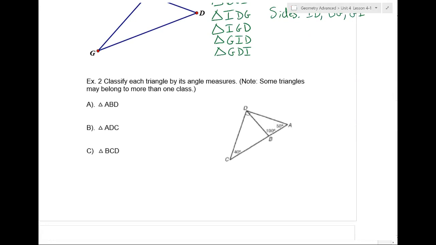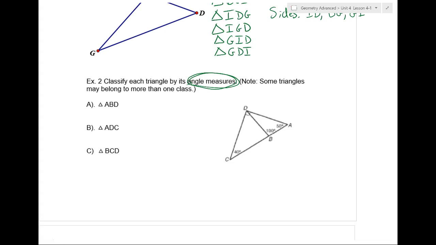Now, this one, be careful. It says classify each triangle by its angle measures. Note, some triangles may belong to more than one class. So when we're talking about this, the only thing I'm looking for is what? Angle measures. So am I going to talk about equilateral, isosceles, or scalene on them right now? No. We're only looking at the angles.